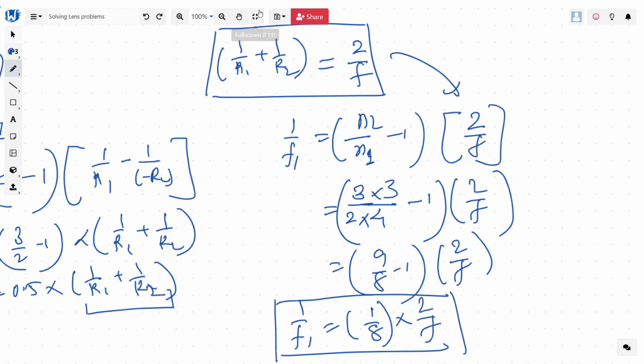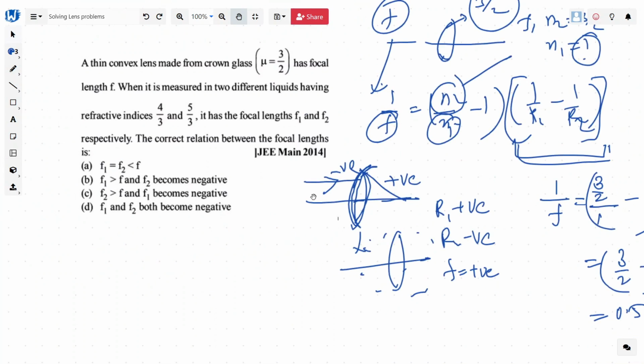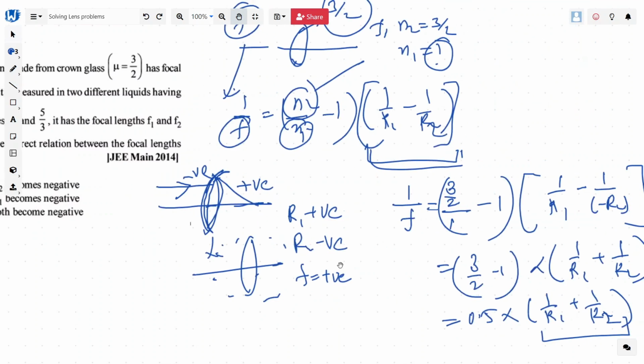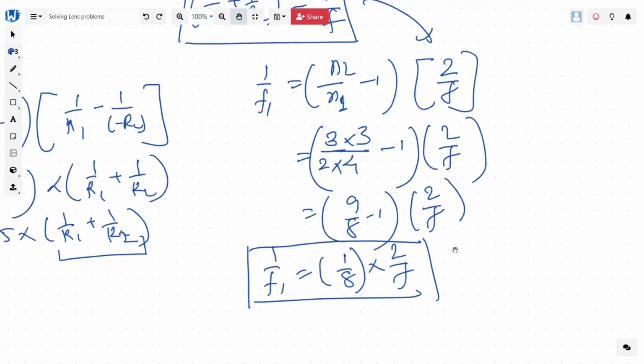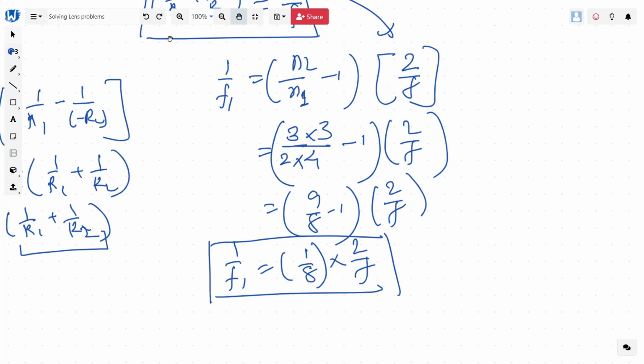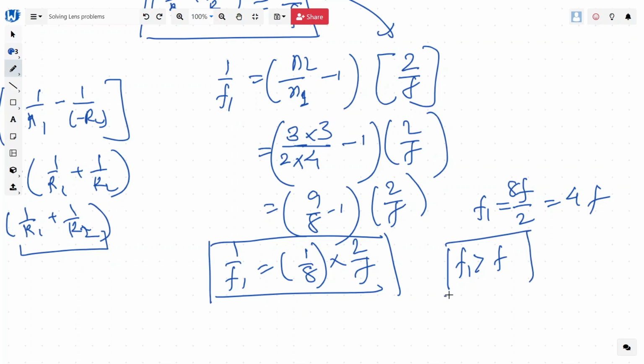Okay, now let's look at what we have, options, things like that. So the relationship between f1 and f, right? So here f1 is going to be f into 8 divided by 2, which is 4f. Okay, so f1 is going to be greater than f, 4 times, right? So do we have that over here?